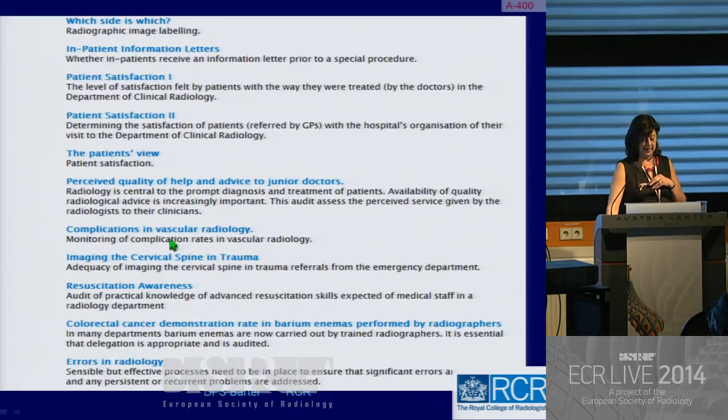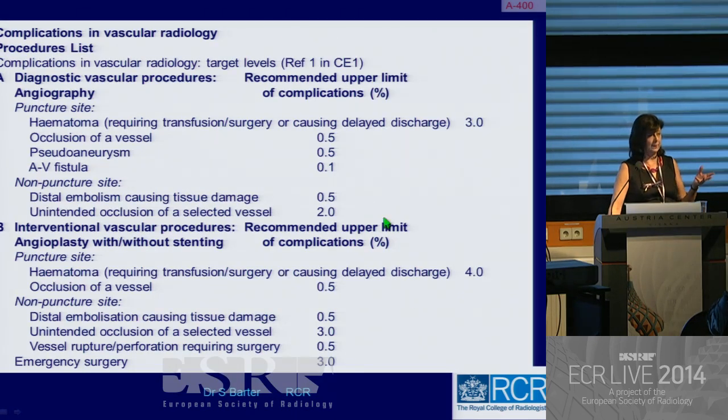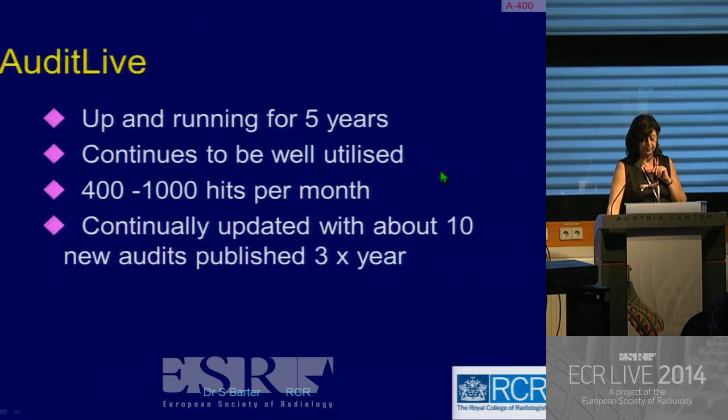We'll look at complications in vascular radiology very quickly, just because I want to show you something else that some of these recipes have, which is that you can have highlighted in blue an appendix in some areas, and that then gives you some extra information. So this is an appendix which they use in vascular radiology for the agreed recommended upper limits of complications. So there's a lot built in behind the scenes within this tool.